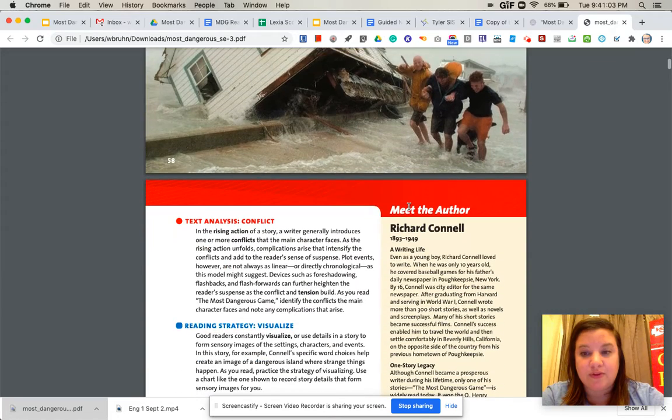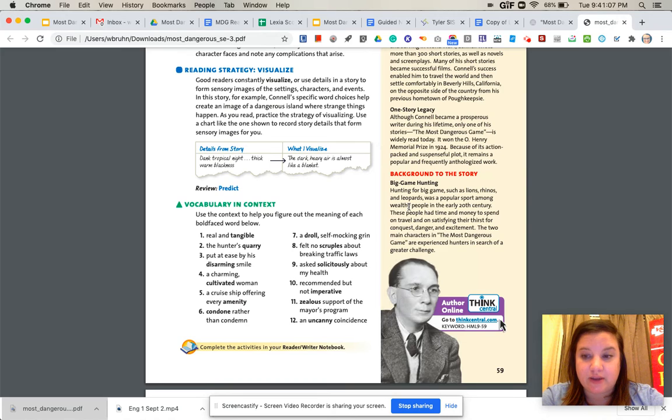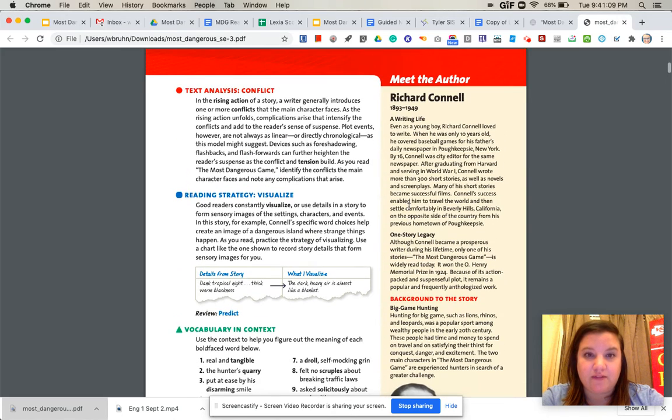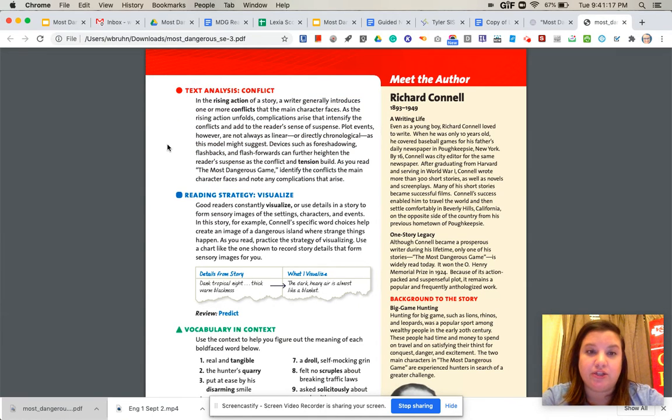So you might remember that our focus for this unit is on conflict. So a lot of the questions that we answer are going to be related to conflict. This little beginning piece here in the textbook says, in the rising action of a story, a writer generally introduces one or more conflicts that the main character faces. As the rising action unfolds, complications arise that intensify the conflicts and add to the reader's sense of suspense.